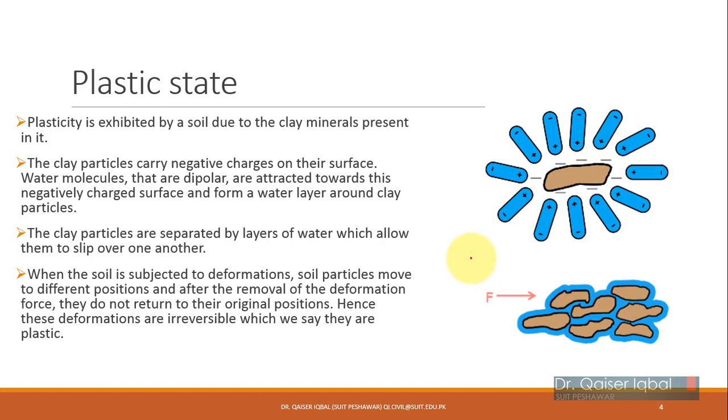So why do we have plastic state in a soil? Plasticity is because of the clay minerals present in clay soil. As we discussed in our soil mineralogy, clay minerals possess negative charge. So when they are negatively charged, they attract the bipolar water molecule. So this is a water molecule which is being attracted by this clay.